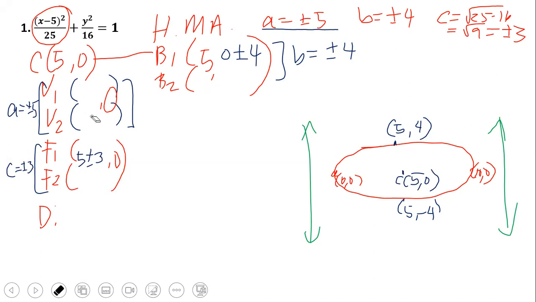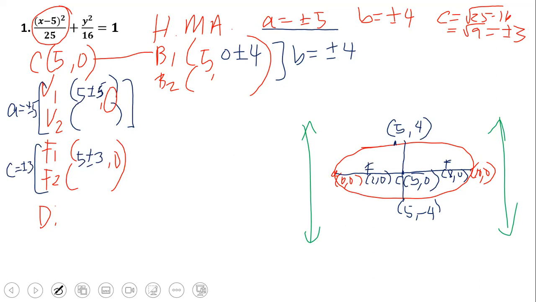Sulat natin dito sa taas. The same also, 5 plus minus 5. So kaya naging 10, 0, and 0, 0. So yung isang point ng focus, yung focus 1 natin is you have 2, 0. Yung isang point is you also have 8, 0. So they lie only in one line. Okay?